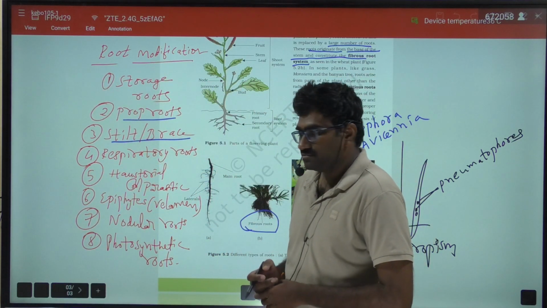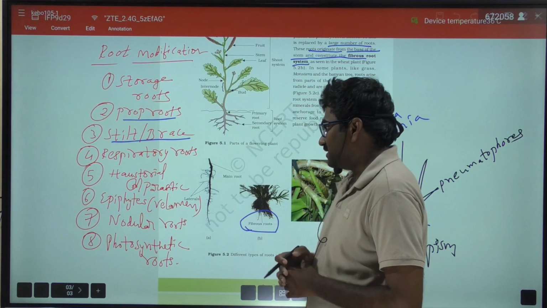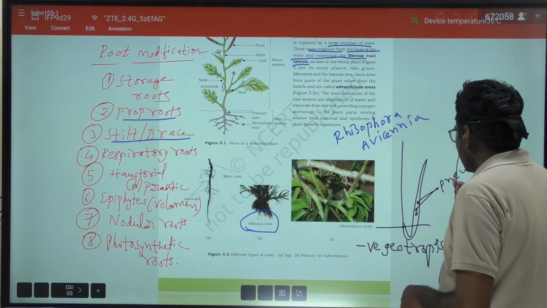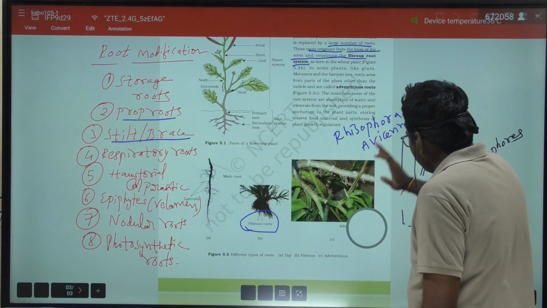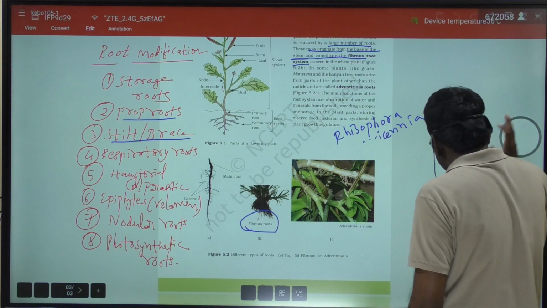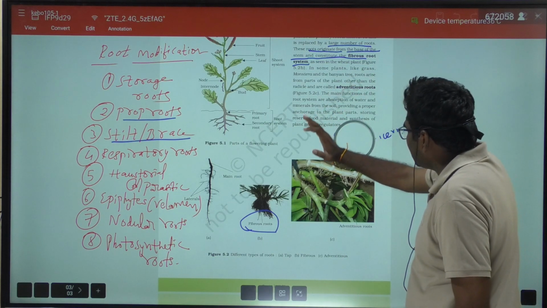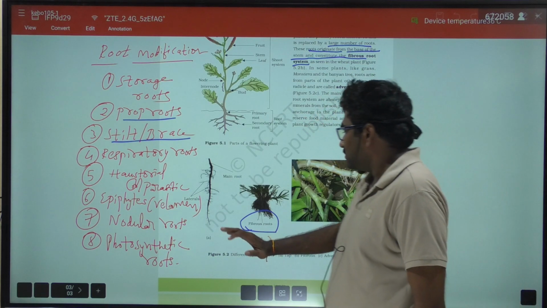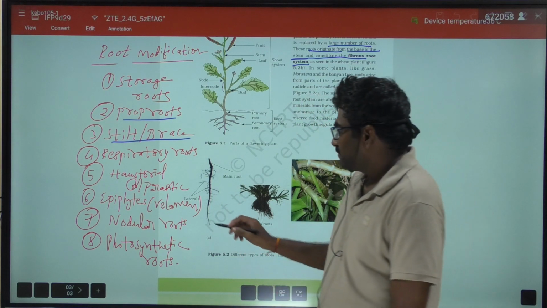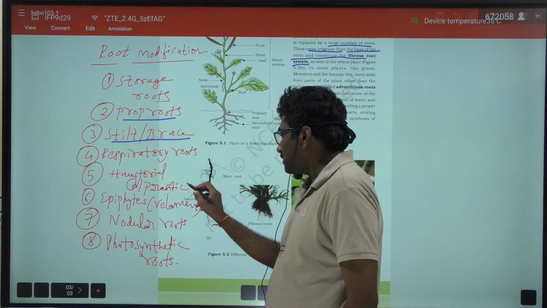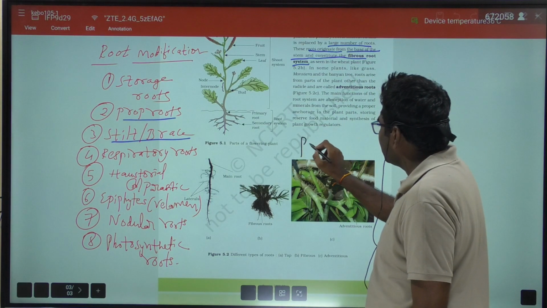Next modification is haustorial roots, or parasitic roots. Parasitic means they depend on other plants for their nourishment. And haustorial roots are parasitic roots.